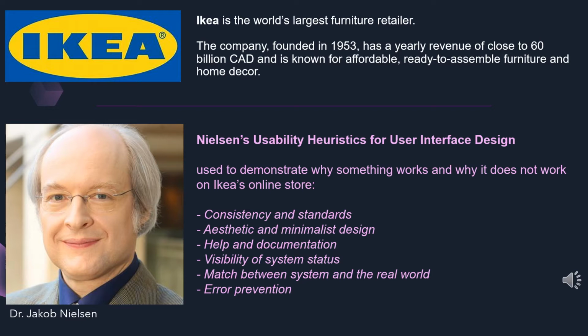10 usability heuristics are general principles for interaction design. They were created by Dr. Jacob Nielsen in 1995 as broad rules of thumb to help evaluate the usability of a platform. Nielsen's teaching focuses on ways of making the internet easier to use. I use some of Nielsen's 10 usability heuristics to demonstrate why something works and why something doesn't work on IKEA's website.